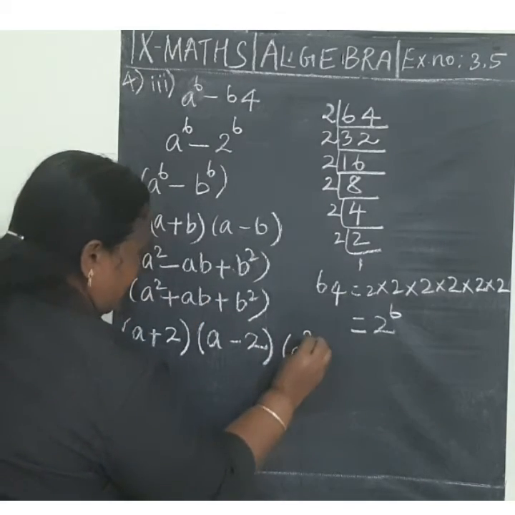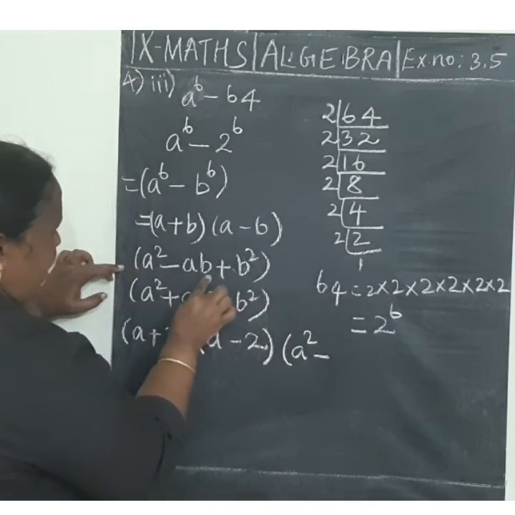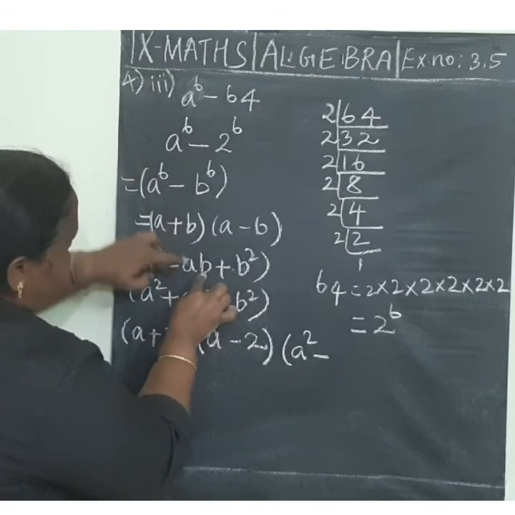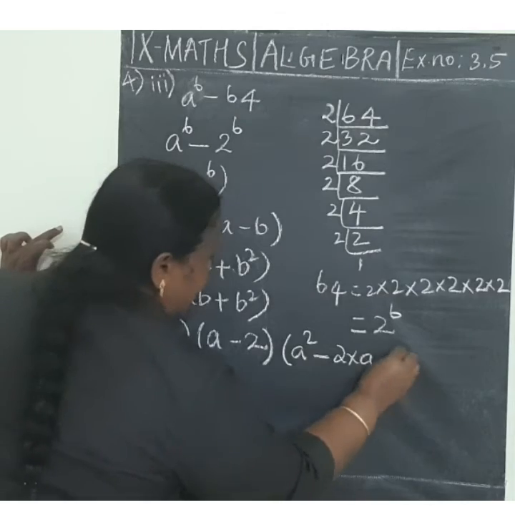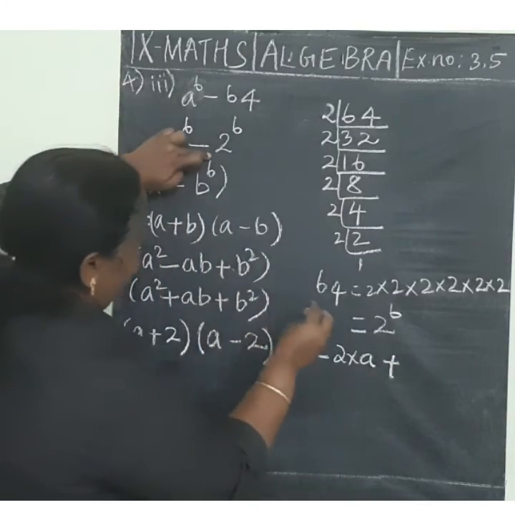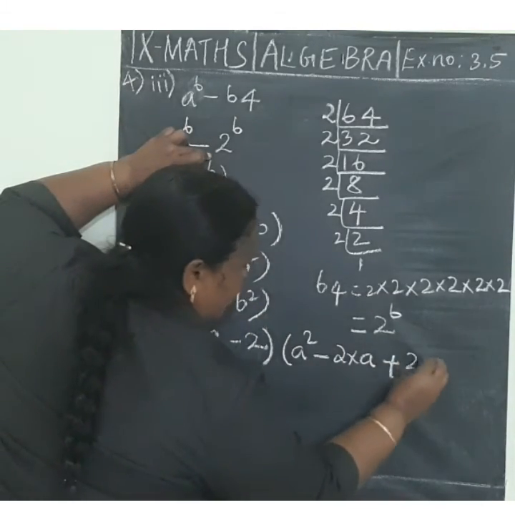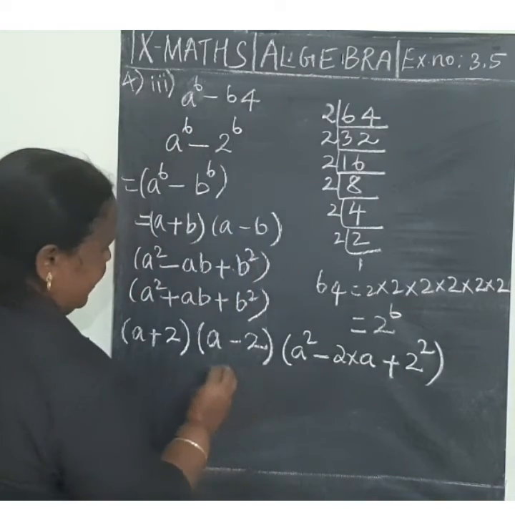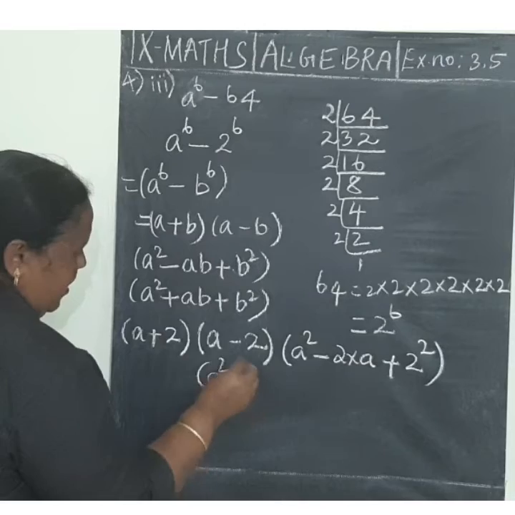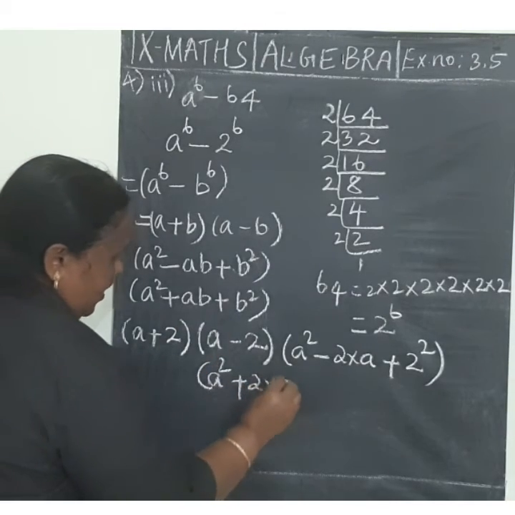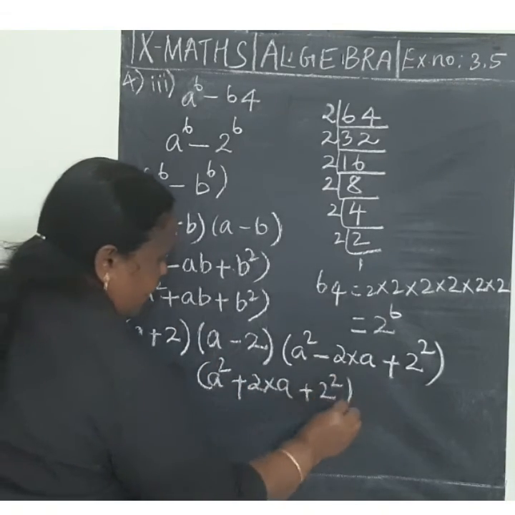So here a squared minus ab, where our a is a, b is 2. So 2 into a plus b squared, where b is 2, so 2 squared into a squared plus 2 into a plus 2 squared.